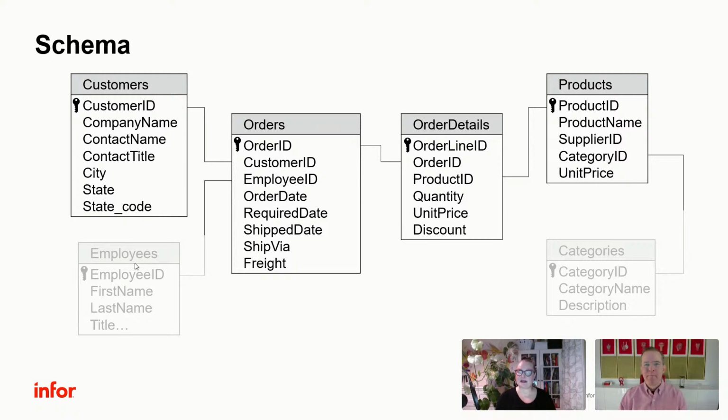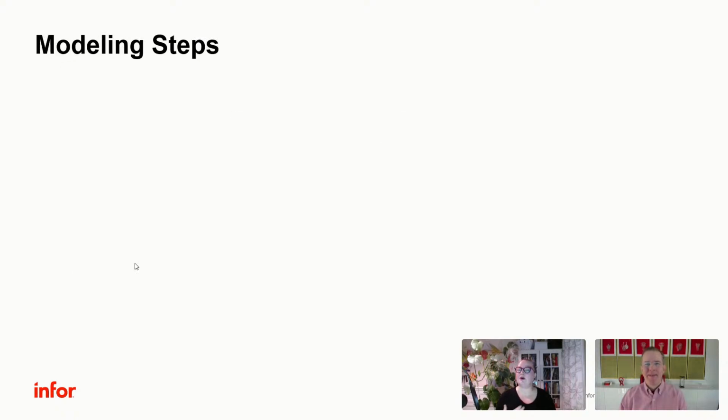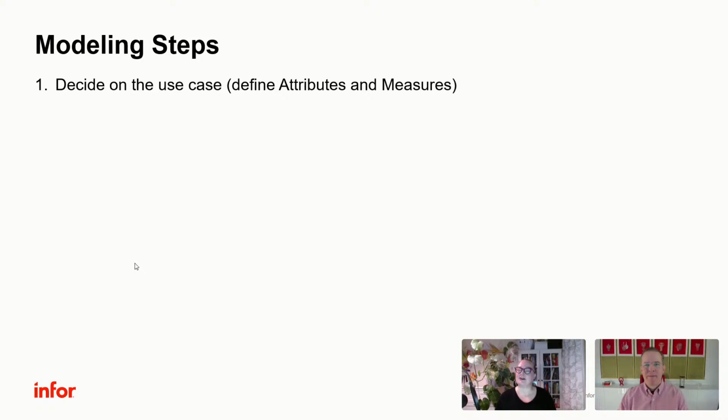So this is the data we're dealing with, and I chose this so that if you want to follow this along after the actual session, you can do that. So from the schema, I'll go through quickly the steps that are involved in modeling a data model. So we'll start with the use case. And in this case, our end goal is a sales dashboard. That's what we're trying to achieve here.